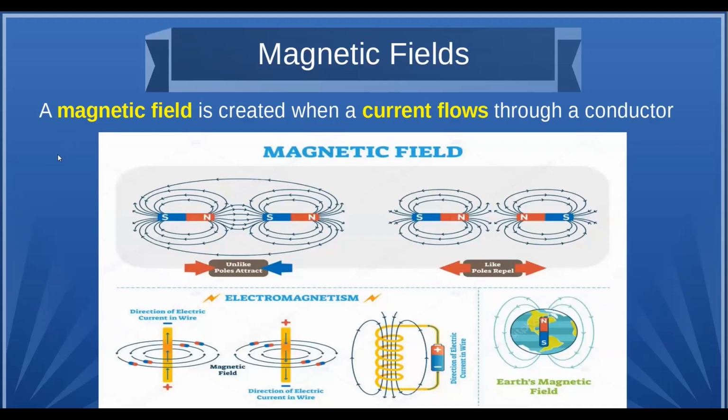Okay, now magnetic fields are also created when you have a current flowing through the conductor. So you not only have an electrostatic field or an E field, but you have an H field or a magnetic field, similar to magnets. Okay, you've got that magnetic field, and opposites attract, and the same polarity repels.